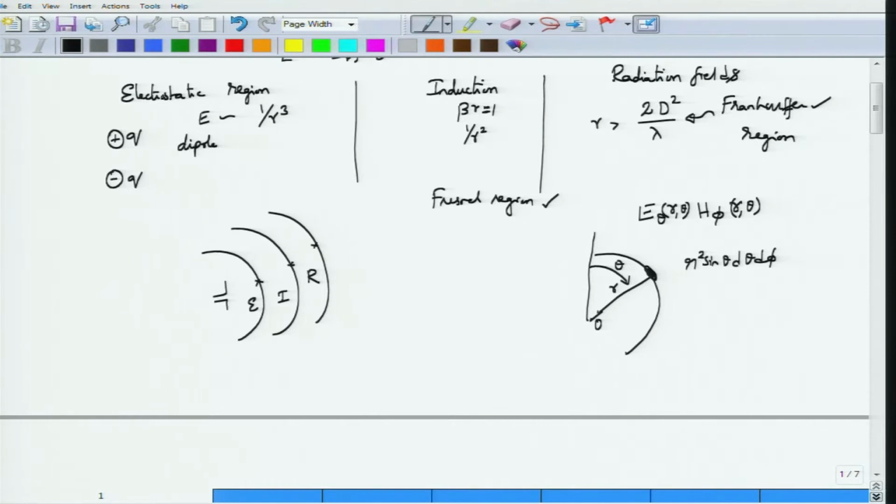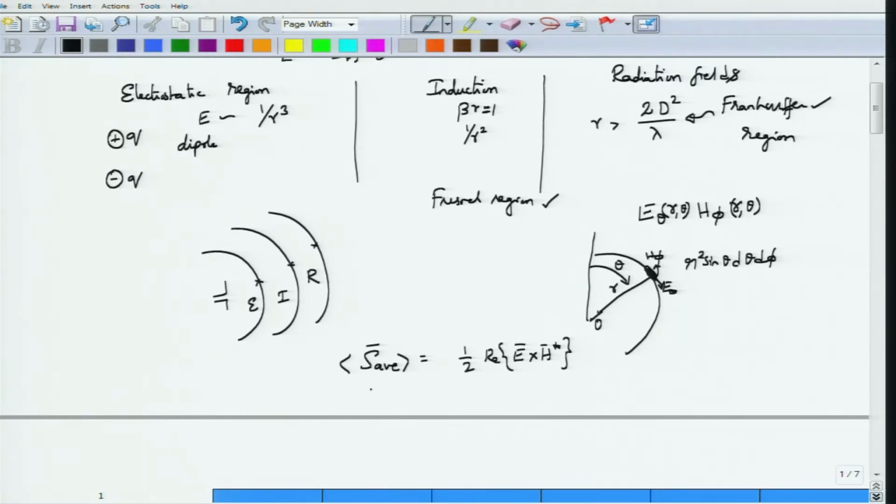Now, if you ask what is the power that is actually crossing this imaginary surface whose radius is r, and you assume that r is such that your fields are mainly radiation fields, then what would be the electric field? The electric field will have one component along E_θ and the magnetic field along H_φ, right. And we know that the average power density is given by half the real part of E cross H complex conjugate. This is the Poynting average power density. Let us also put these angled brackets to indicate that this is the average power density.